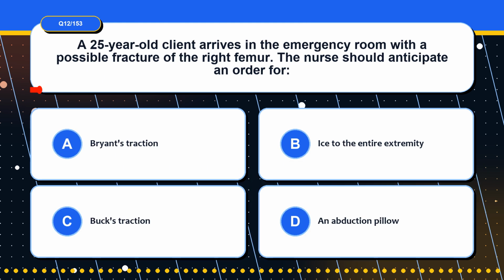Question 12. A 25-year-old client arrives in the emergency room with a possible fracture of the right femur. The nurse should anticipate an order for. Here are the options. Option A. Bryant's traction. Option B. Ice to the entire extremity. Option C. Buck's traction. Option D. An abduction pillow.